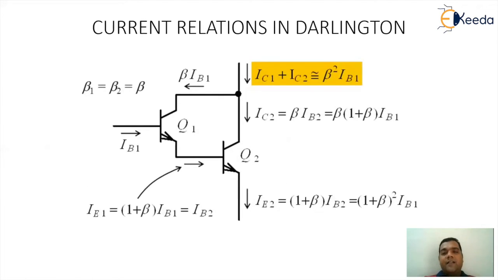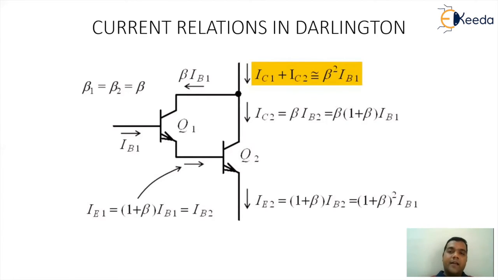As I've said, the Darlington is going to have a bigger current gain. For that, we can see a small illustration. There are two transistors Q1 and Q2 with input current IB1. Then the output current of the first transistor will be IE1, which is (1 plus beta 1) times IB1, which will work like the base current 2, IB2. Since IC2 is beta times IB2, the value will come as beta into (1 plus beta) times IB1.